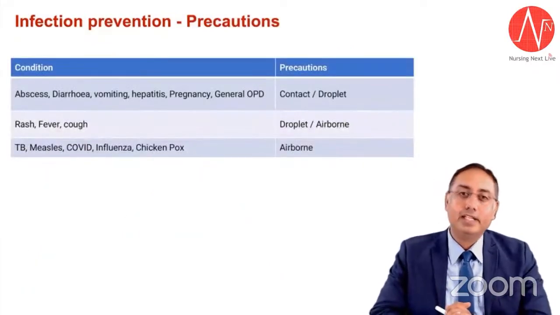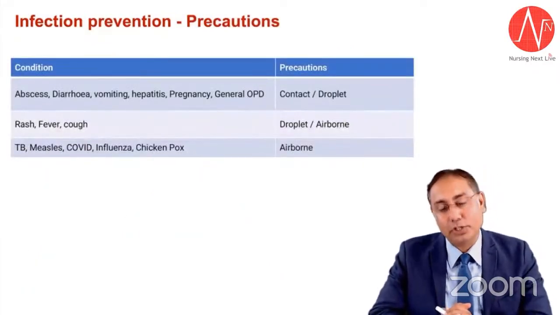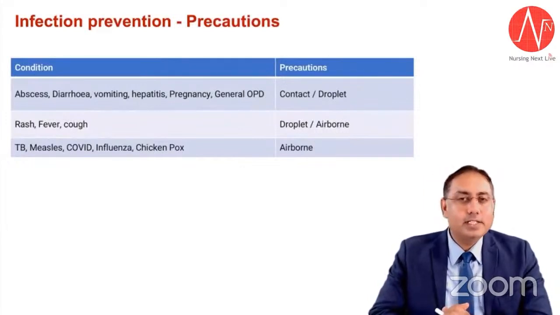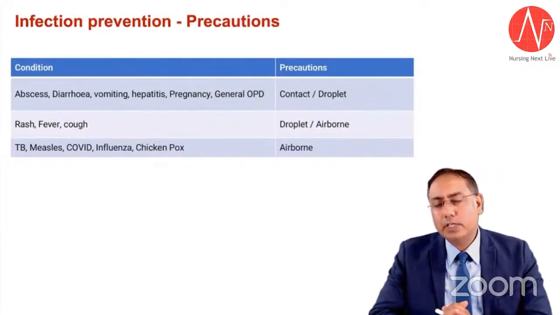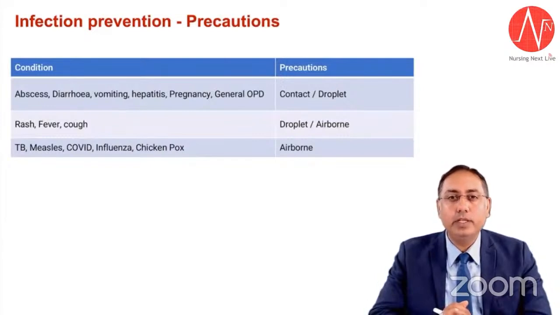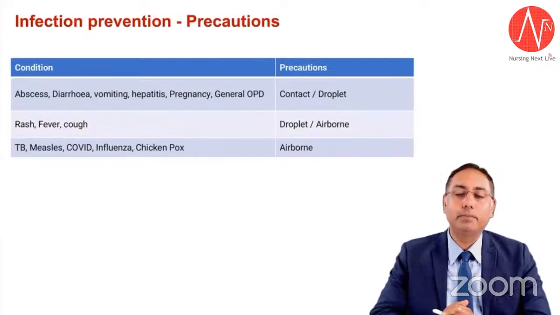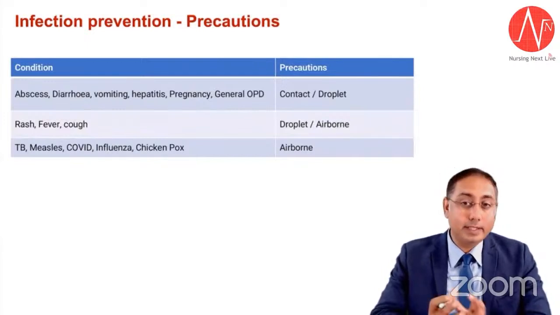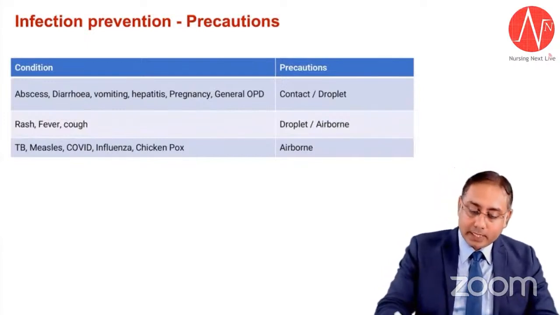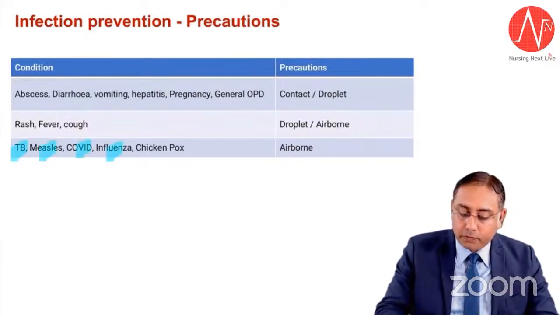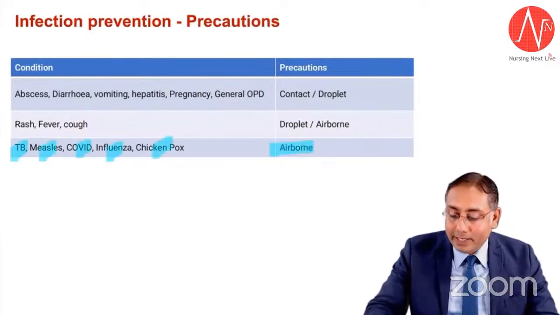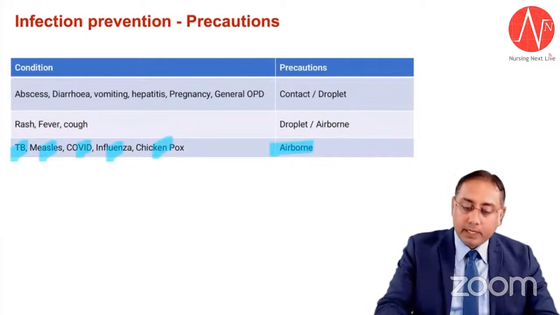Next in line is what infection prevention precautions we can take. Let us say you are a nurse in a hospital, and in emergency duties you get a patient coming with measles or chickenpox or COVID-19, things like these. So diseases like tuberculosis, measles, COVID, influenza, chickenpox, we already said, need airborne precautions.